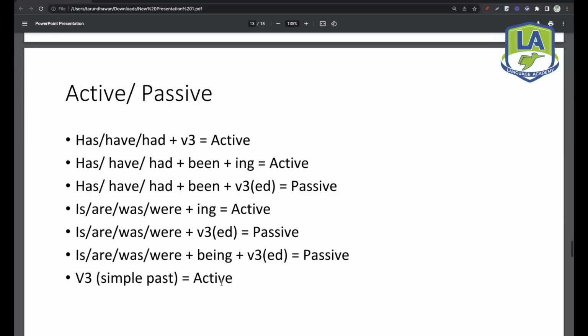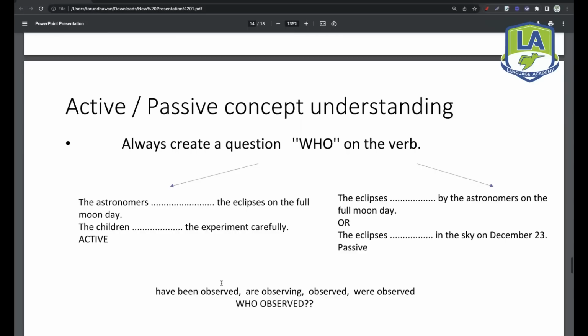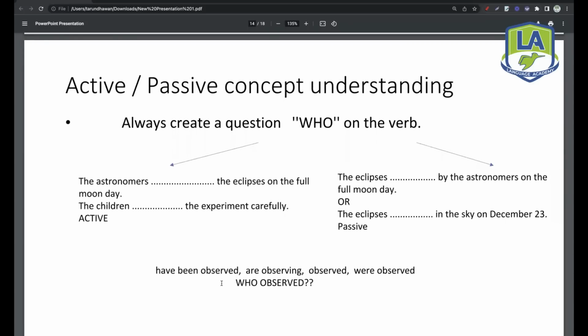How is it going to help us if you have learned this? Understanding the context. The concept of active passive, conceptual understanding. So look here, we have options. These kind of options is what we get when we have a blank based on active passive in the exam. We have been observed, are observing, observed, or were observed. So what you can do is, without even looking at the sentence, you can first of all categorize which is active and which is passive because you have learned this thing.